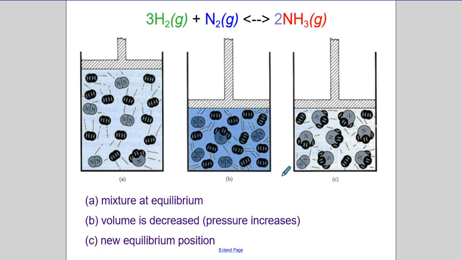So here's an example of that. Look, it's the exact same chemicals: hydrogen gas, nitrogen gas, and ammonia gas. So this is the system at equilibrium. The volume goes down, so the pressure in this container went up. So here, the pressure just went up, and now we have a new equilibrium position.